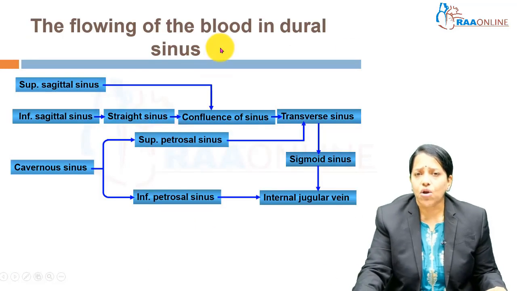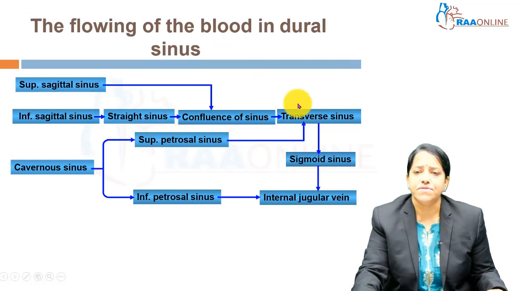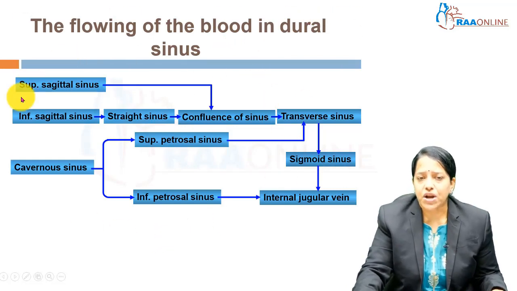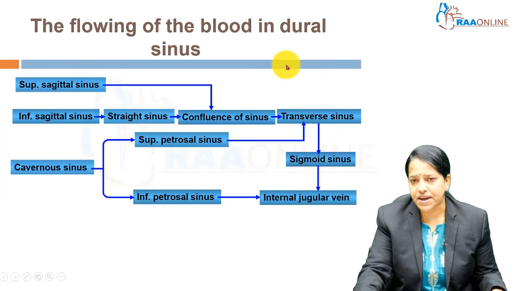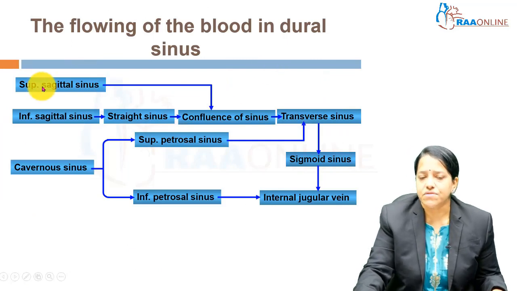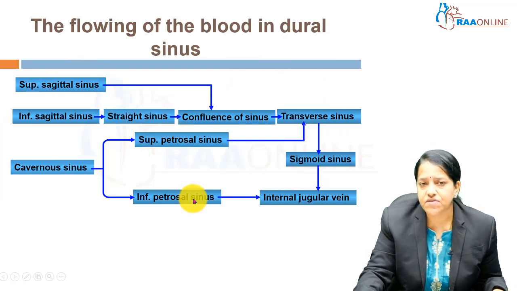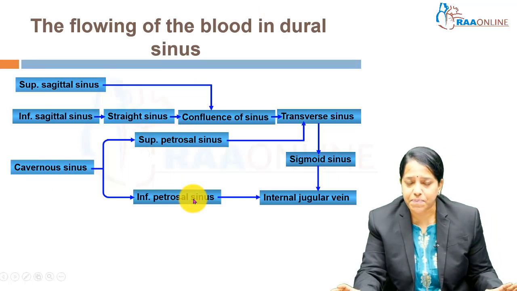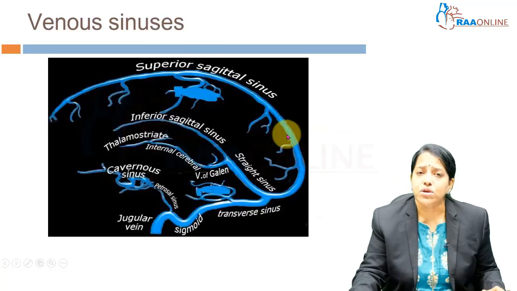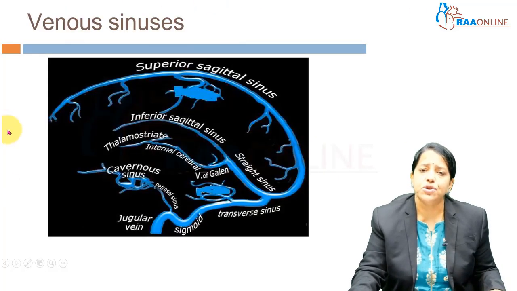Now let's talk about the flow of the blood in the dural venous sinuses. So we will come to each name of the dural venous sinuses. We can see over here we have so many dural venous sinuses which carry blood. Now coming to this, this is the picture of the sinuses.